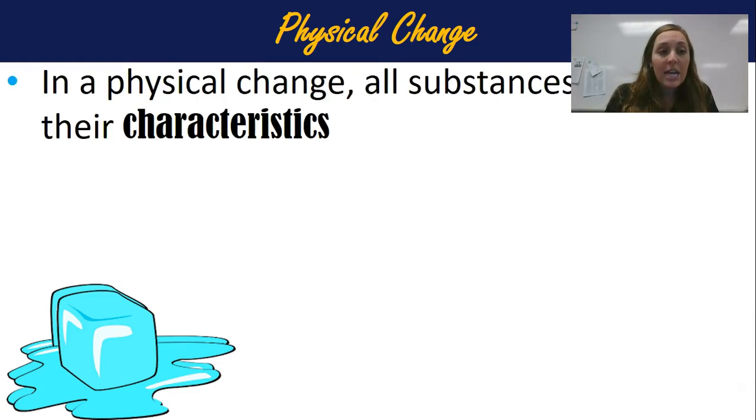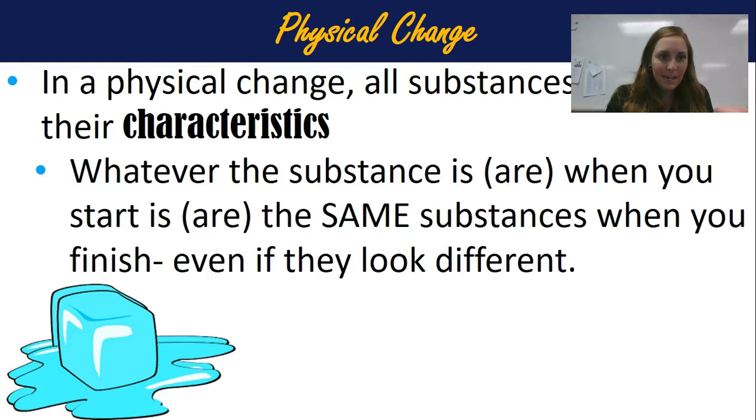So a physical change is when all substances maintain their characteristics. And what I mean is the properties of what makes up the beginning stuff is the same as what makes up the end stuff. Another way of saying that is whatever the substance is, or if you have multiple things, when you start, that's going to be the same substances when you finish. So even if it looks different.